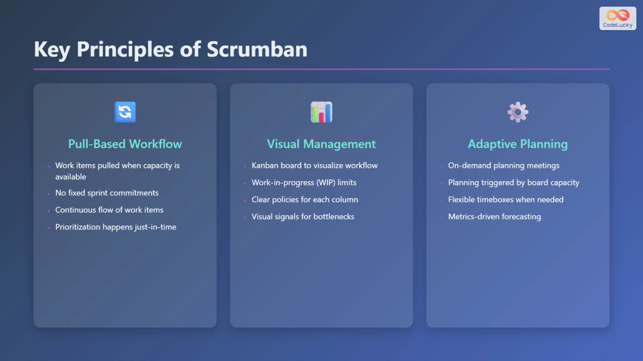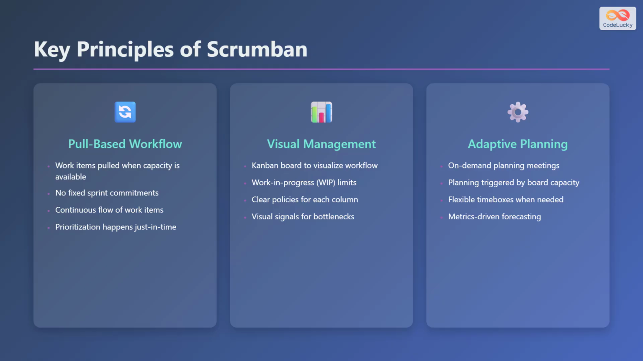Key principles of Scrumban. The first key principle is a pull-based workflow. Work items are pulled when capacity is available. There are no fixed sprint commitments. It's a continuous flow of work items, and prioritization happens just in time.